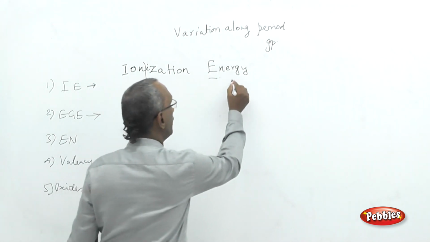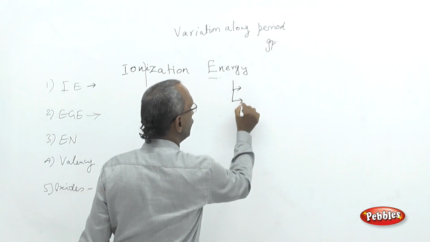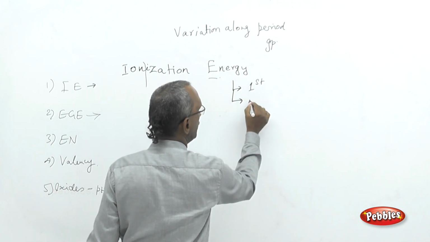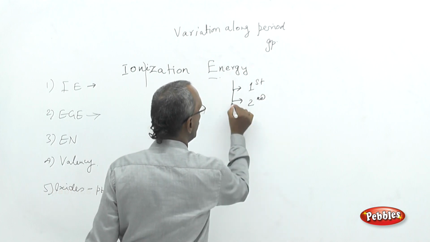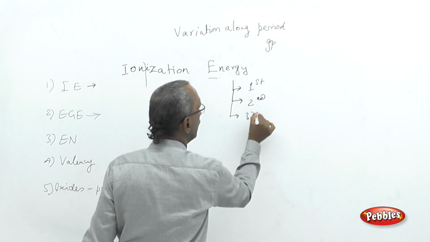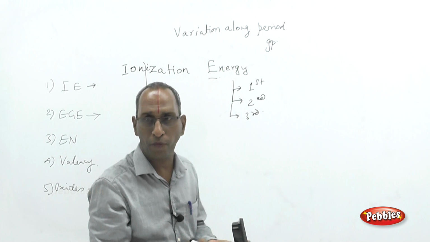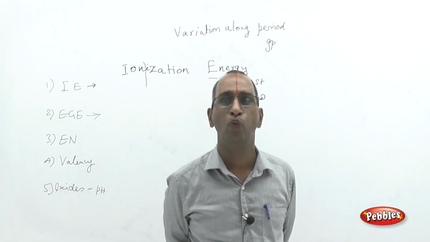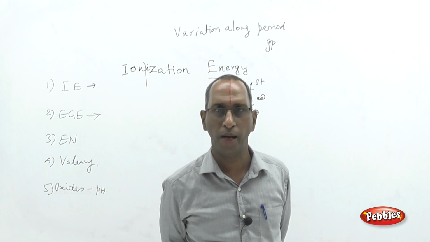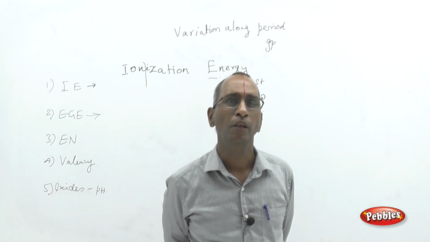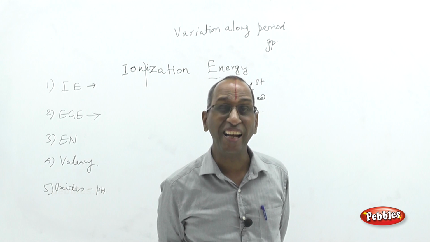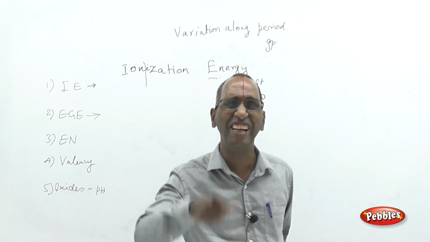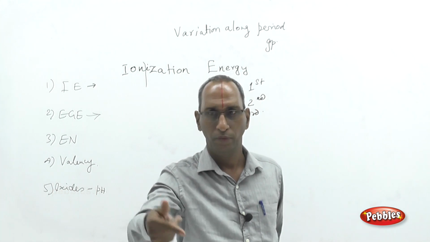Depending upon which electron is to be removed, ionization energy is of different types: first ionization energy, second ionization energy, and third ionization energy. There are three types of ionization energy. First ionization energy is the energy required to remove one electron from the neutral atom, that is, the outermost electron from the neutral atom. Whereas second ionization energy is the energy required to remove the second outermost electron.